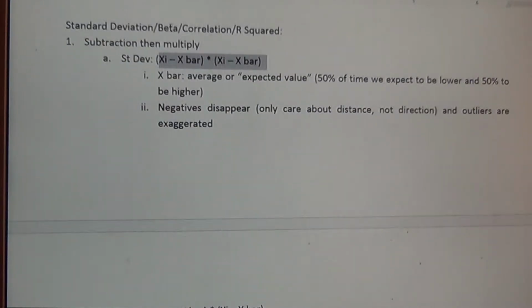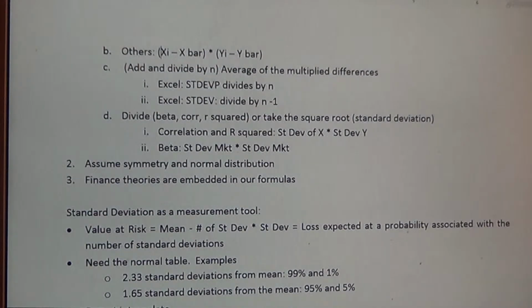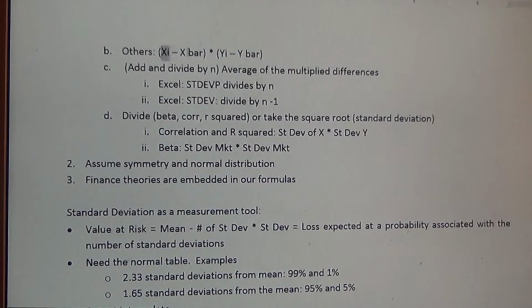Now for the others, beta, correlation, R squared, we subtract and multiply as well, except for here you notice there's an X and a Y. There's two data series. So we take individual X minus the average, individual Y minus the average, and we multiply those together.